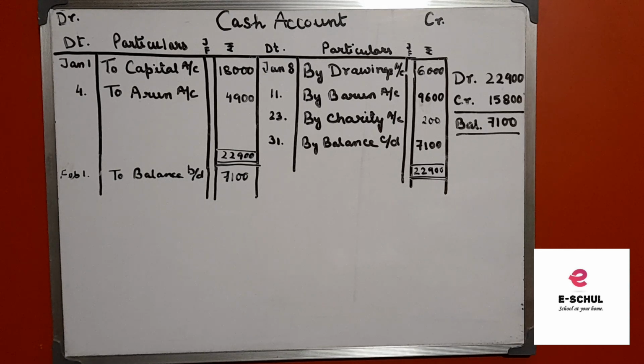Now I made all the journals right up to 23rd January, and now it's time for closing the accounts. While closing the accounts, the process is to first take the total of both sides, that is debit side and credit side. I have written it at the right end of the board.